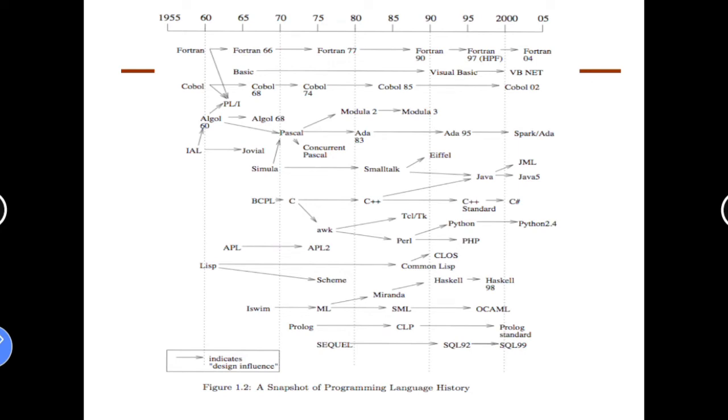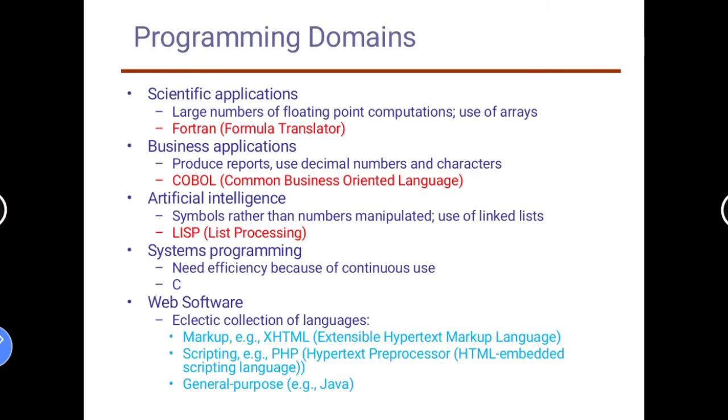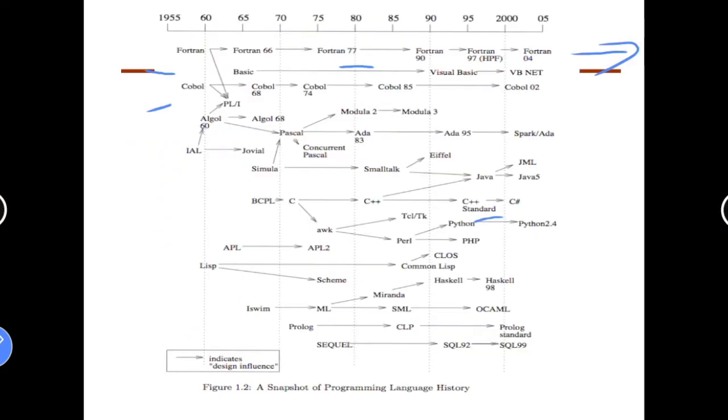Let's discuss the evolution of programming language. On the screen, you are able to see a snapshot of programming language history. If you see one by one, there is Fortran 66, Fortran 77, Fortran 90, and this is the evolution of Fortran. Just like COBOL, which I already explained, is used for common business oriented language. Fortran is used for formula translator.